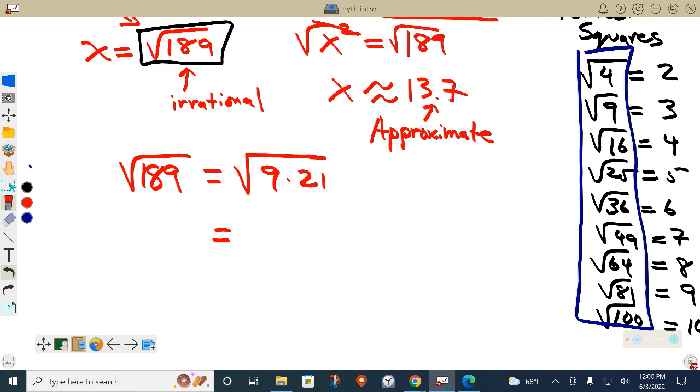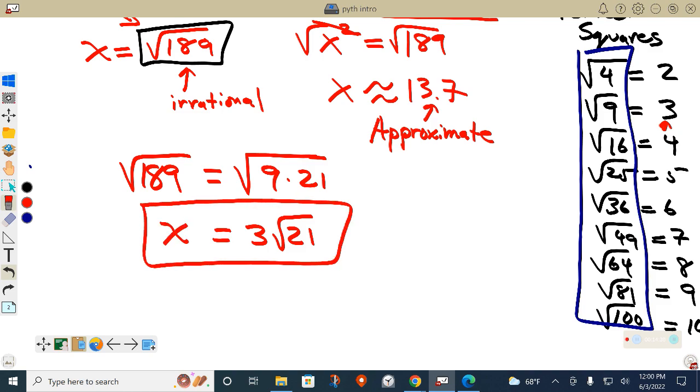What is the square root of 9, though? What is the square root of 9? 3. Right, look, it's 3. So look how I'm going to rewrite this now. 3 times the square root of 21. Because square root of 9 becomes 3. So this is x now. This is my final simplified version of x.